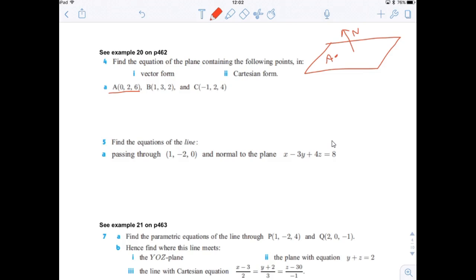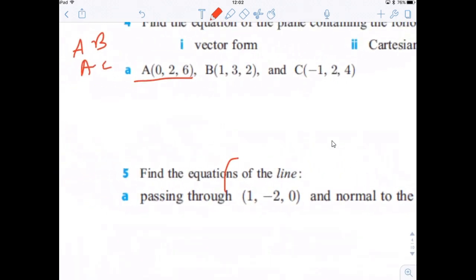To find the normal vector, the easiest way to do that is to find the vector AB and the vector AC. And then what we'll do is we'll take the cross product of the two, and then we'll find a vector which is perpendicular to both AB and AC, and consequently perpendicular to the plane. Okay? So, first let's find AB vector, which is equal to 1, 3, 2, minus 0, minus 2, minus 6. It's equal to 1, 1, negative 4.